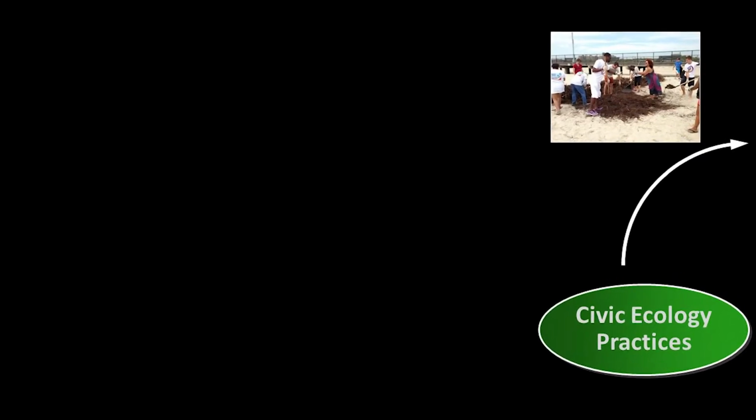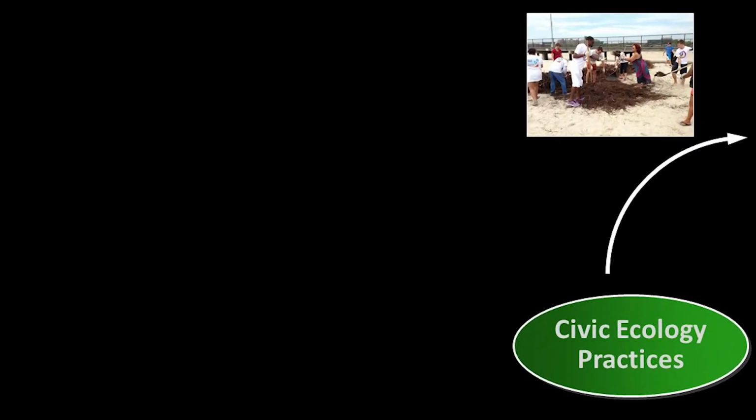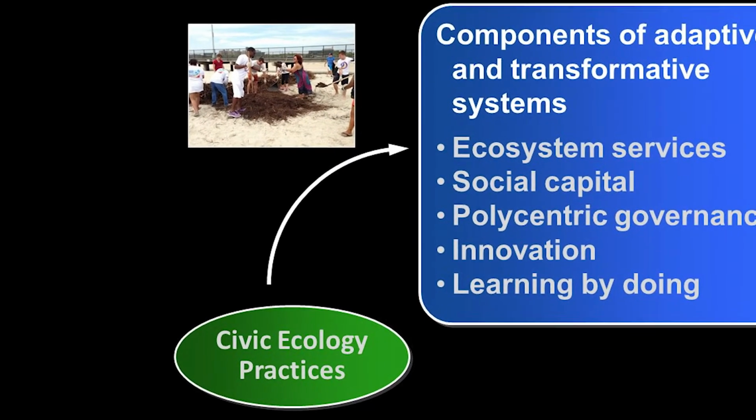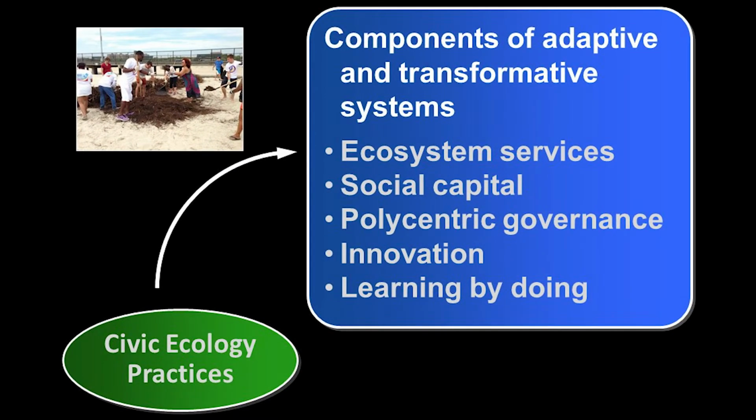Well, the reason that civic ecology practices can help a system both adapt and transform is because these practices embody some of the attributes of resilient social ecological systems. So these include things like they provision ecosystem services. And so, for example, you have that artificial wetland that can mitigate some of the runoff, or you have the dune restoration project that can protect shorelines, and you have social capital that's created as people are coming together.